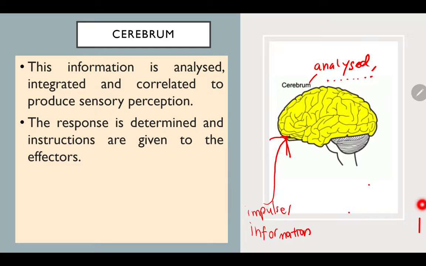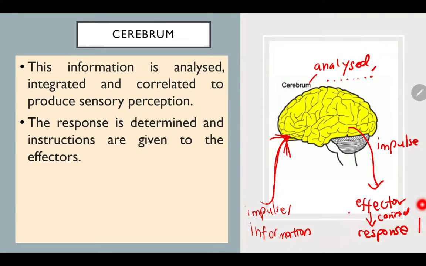So when the cerebrum decides what response should be made, the cerebrum would send impulse or information to the effector. So this effector would carry out the response. Effector is an organ or gland. So the impulse that goes into the cerebrum and the impulse that is coming out from the cerebrum is different.